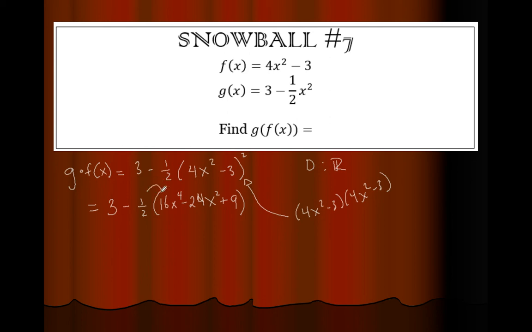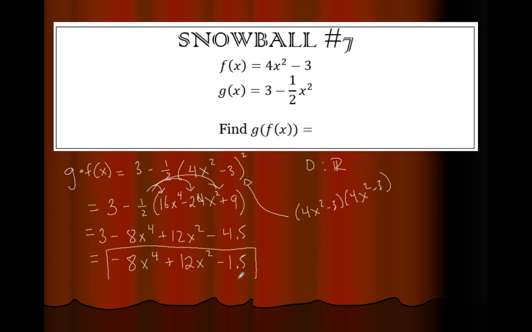And then I can distribute that negative 1/2, which works out so nicely until the end. 3 minus 8x to the 4th plus 12x squared minus 4.5. So finally, I got negative 8x to the 4th plus 12x squared, and 3 minus 4.5. 3 minus 4 is negative 1, so negative 1.5, or negative 3/2. And that is what I get for this composition, right?